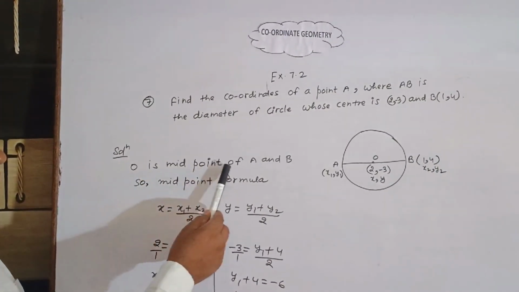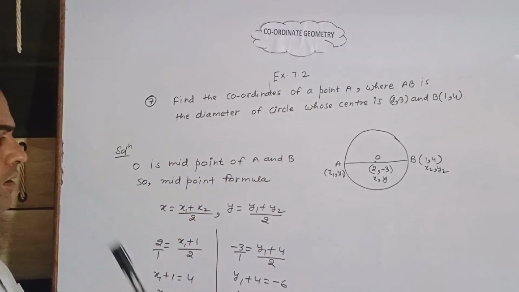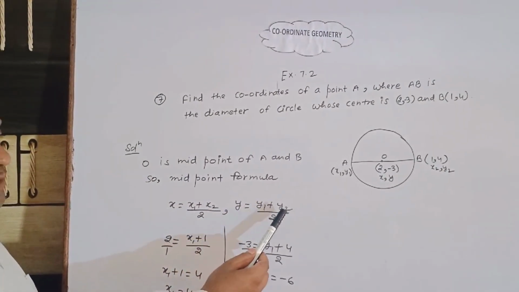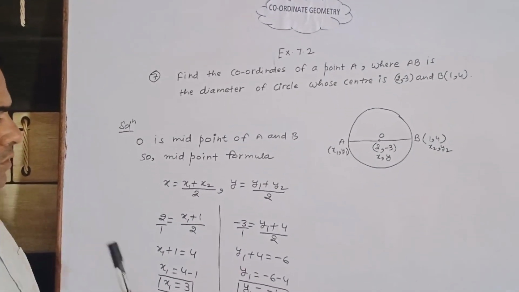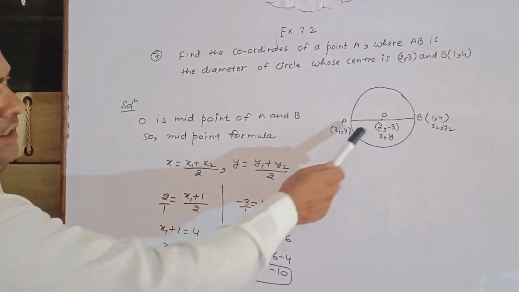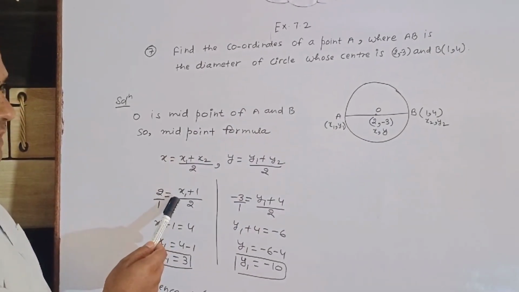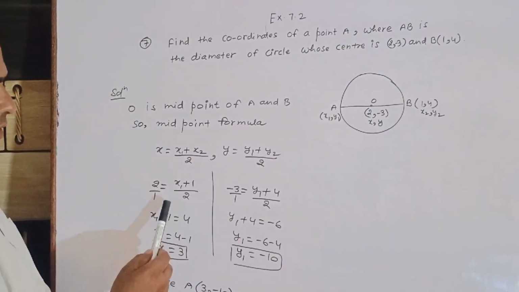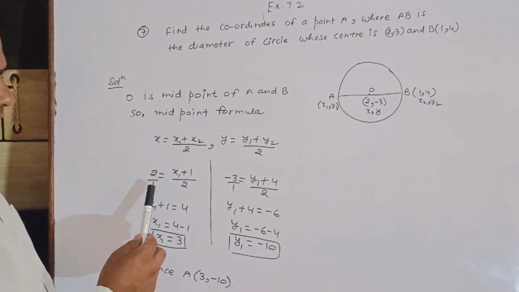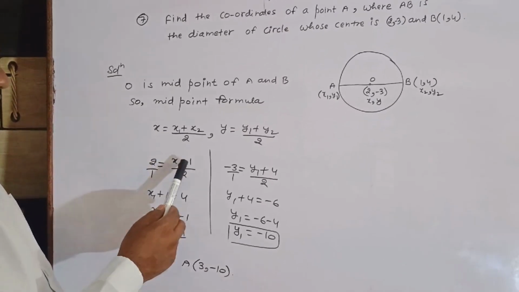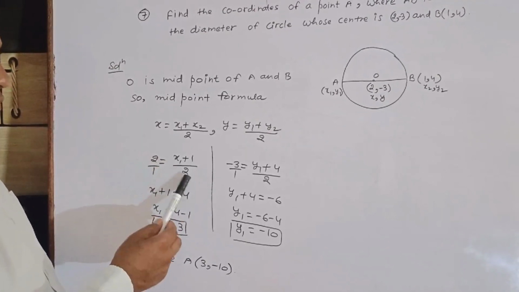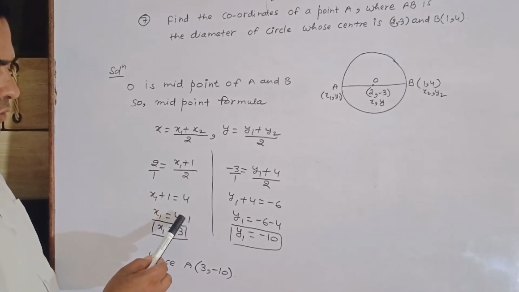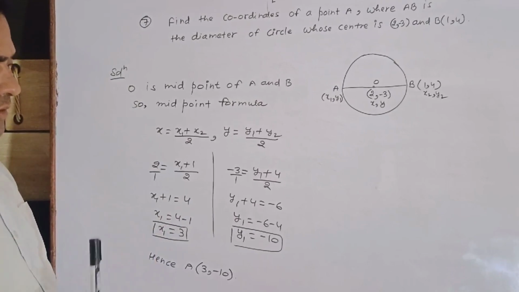Students, we know O is the midpoint of A and B, so we are using here the midpoint formula. x equals (x1 + x2)/2, y equals (y1 + y2)/2. We have to find the value of x1. The value of x is given here. x is 2, and x1 we have to find plus x2, this is 1, upon 2. Now two fractions are equal, we are doing cross multiply. So x1 plus 1, 2 twos are 4. We are transposing this 1 to the right hand side. So x1 equals 4 minus 1, this will be 3. The value of x1 will be 3.